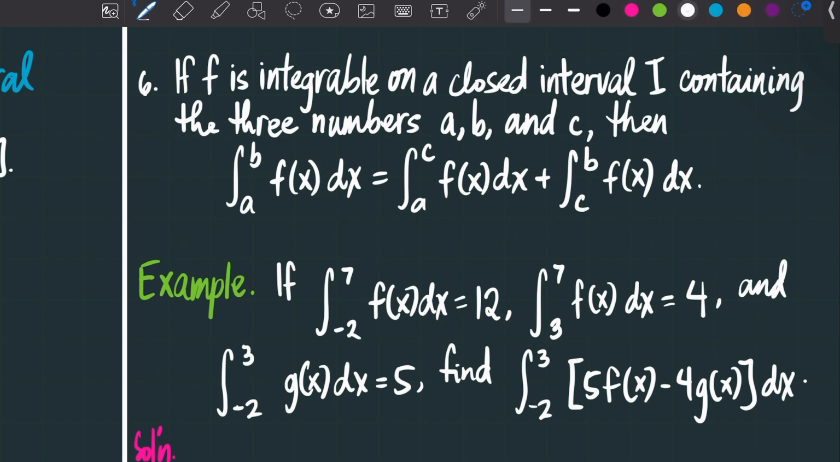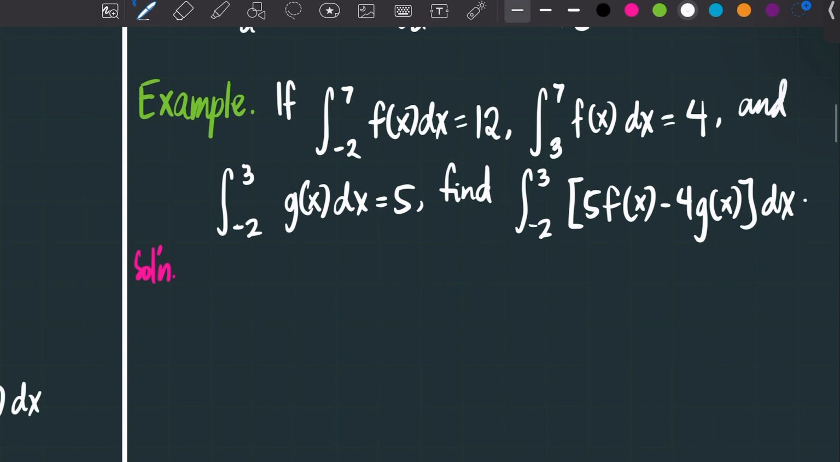So, let's have one example. If the integral of f of x dx from negative 2 to 7 equals 12, tapos integral of f of x dx from 3 to 7 equals 4, and integral from negative 2 to 3 of g of x equals 5, let's find this integral. So, integral of 5 f of x minus 4 g of x as x goes from negative 2 to 3. So, let's apply first the properties to this one para mas clear sa atin kung ano yung mga kailangan natin.